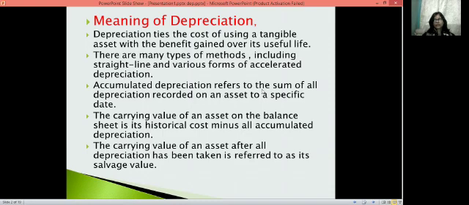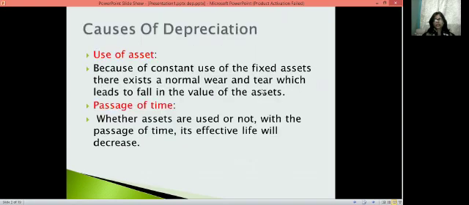Now, what is the use of that residual value? Actually, we are getting it back. That means we have to reduce it out of the cost of that particular asset, because we are not going to spend the full amount. Next, what are the basic reasons or causes of depreciation?